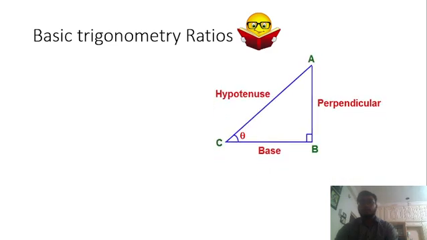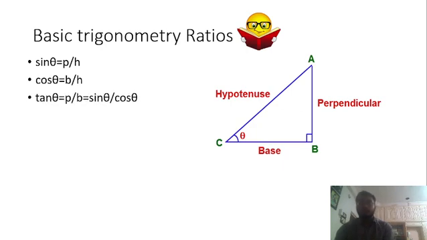Consider this a right angle triangle. AB is a perpendicular which is opposite to angle theta. So opposite to the angle theta is known as perpendicular, BC is known as base, and AC is the hypotenuse of the triangle. Sine theta is defined as perpendicular upon hypotenuse, which is AB upon AC. Cos theta is defined as base upon hypotenuse.